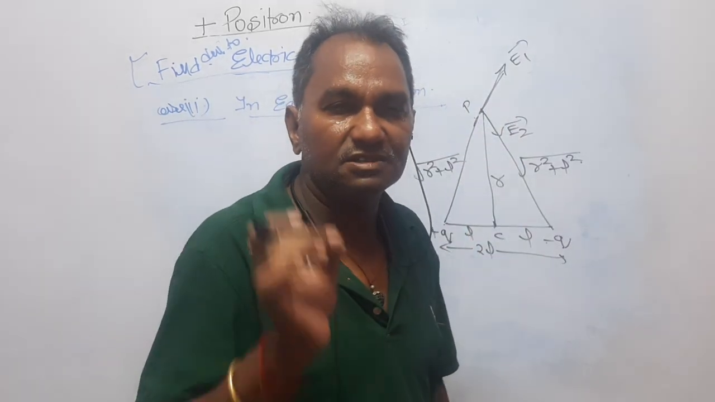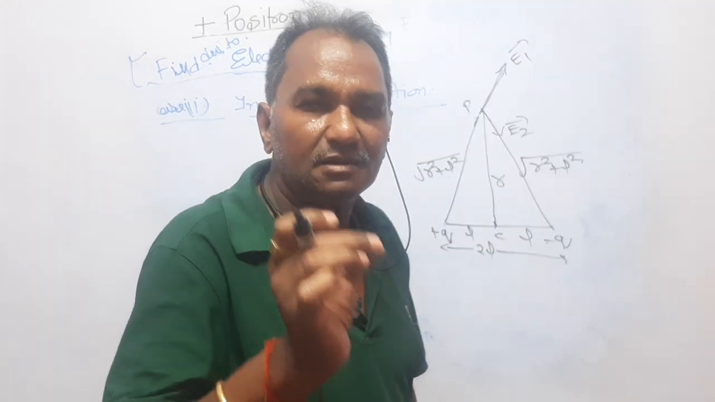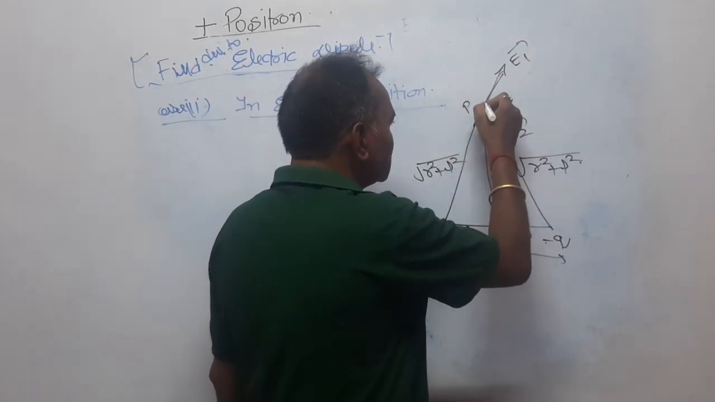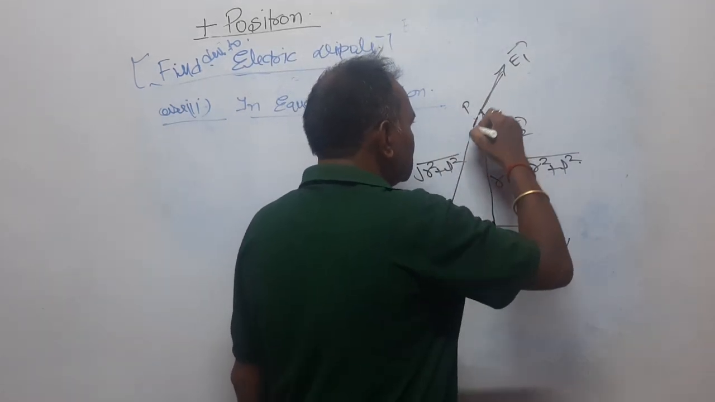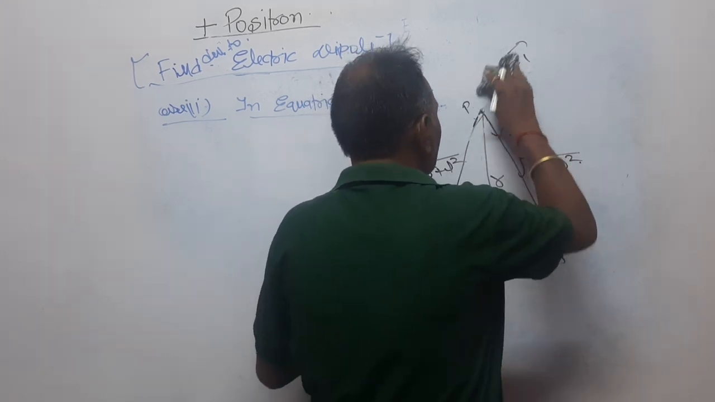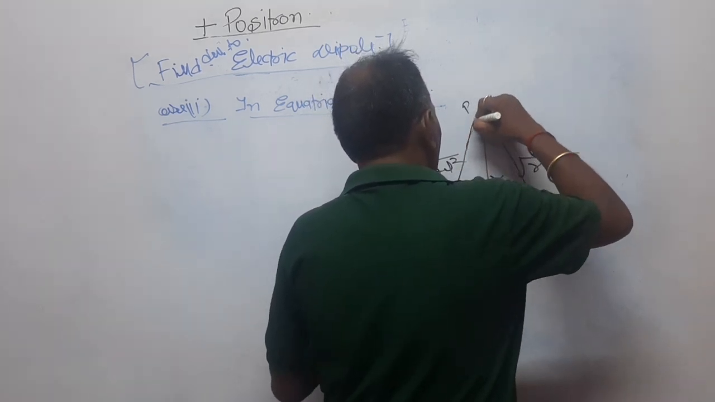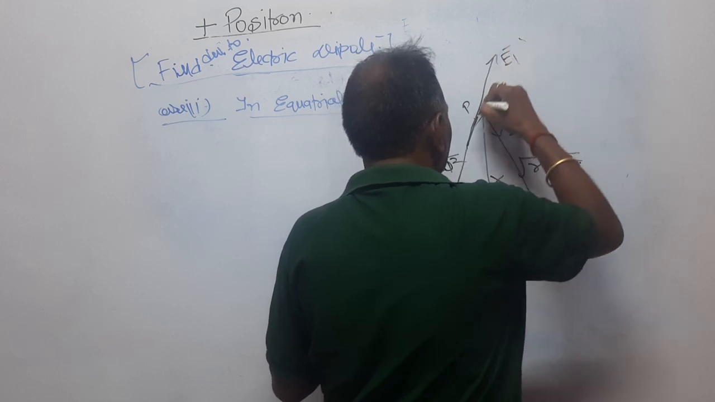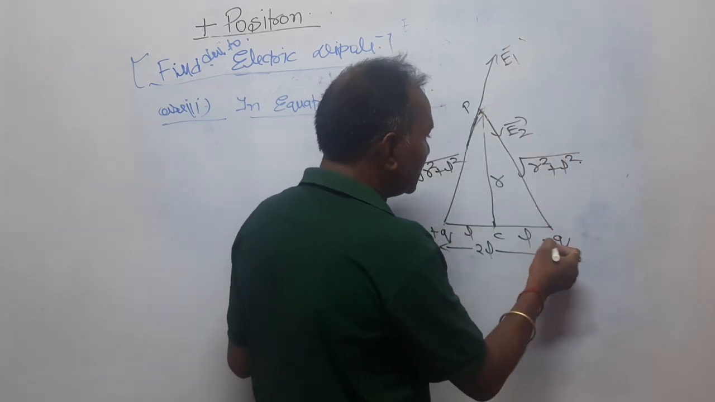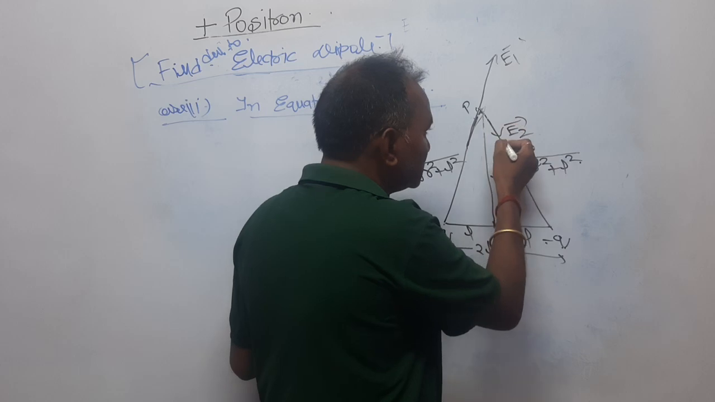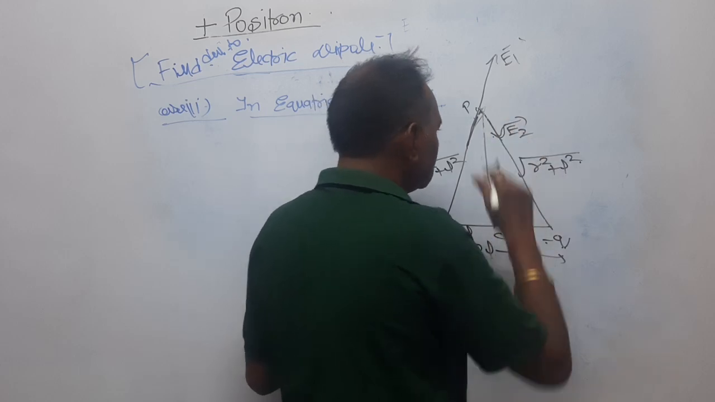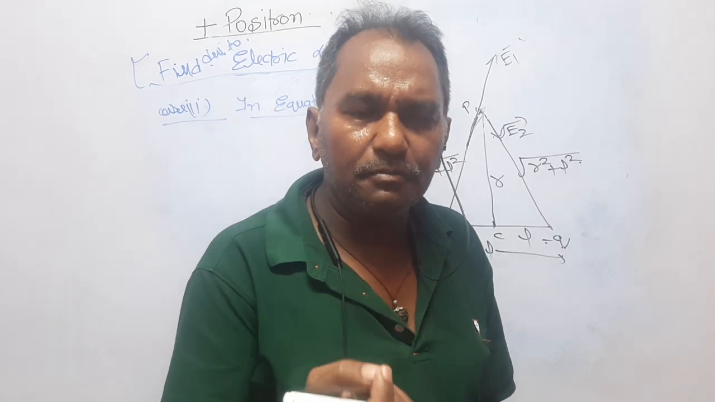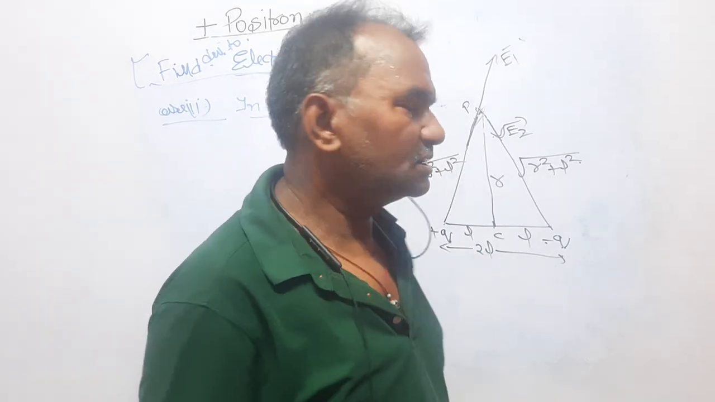What I have done very first is imagine a positive test charge here. This charge will repel this positive test charge along the line joining the two charges in this way. This is E1. And this negative charge will attract this test charge along the line joining, that is E2. Now, dear students, E is equal to what? 1 upon 4 pi epsilon naught, q upon r square.